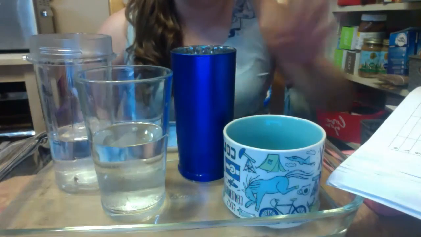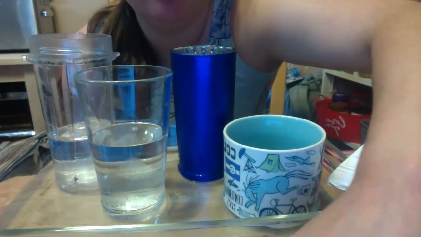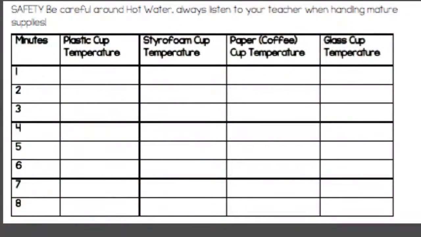Just so that we're aware of where we're recording as we're going, we're on measurement number 5. That means as you're going down the minutes, you should be next to 5 for the plastic cup, filling it in. Remember, our styrofoam needs to be our metal cup, and our paper cup needs to be our ceramic coffee cup.